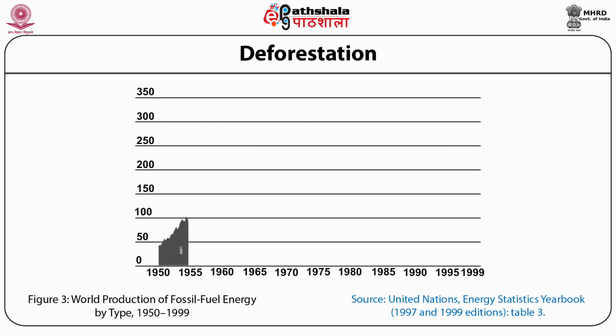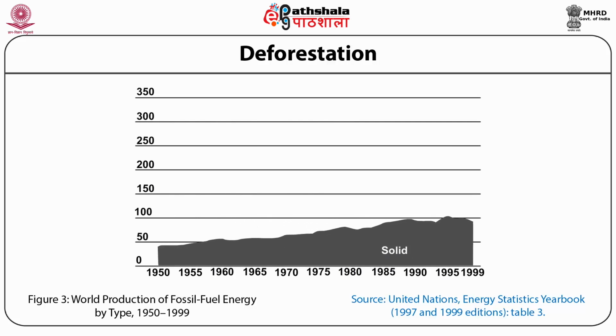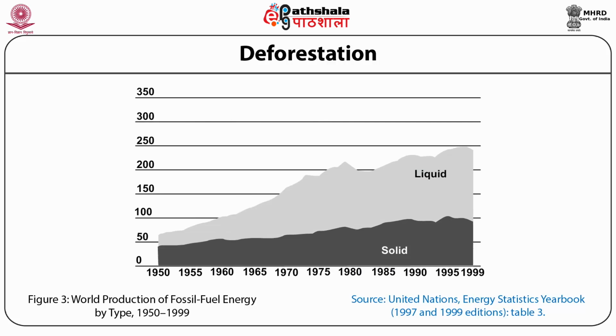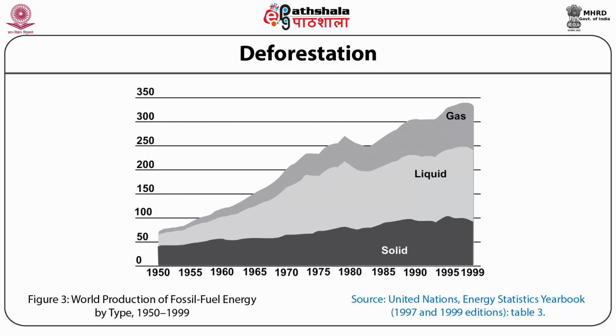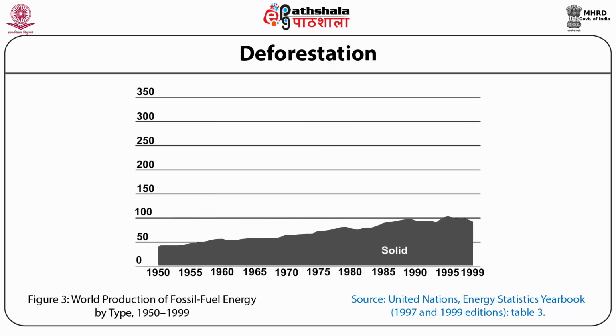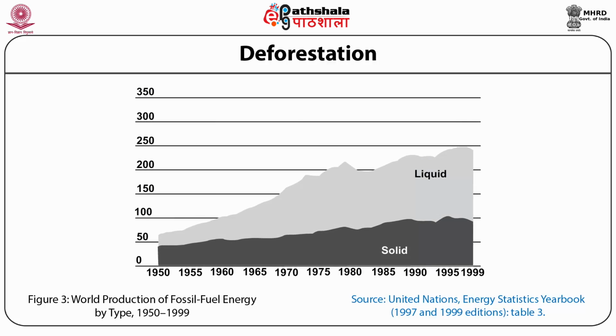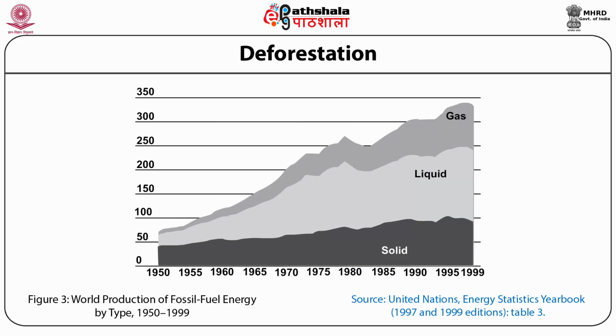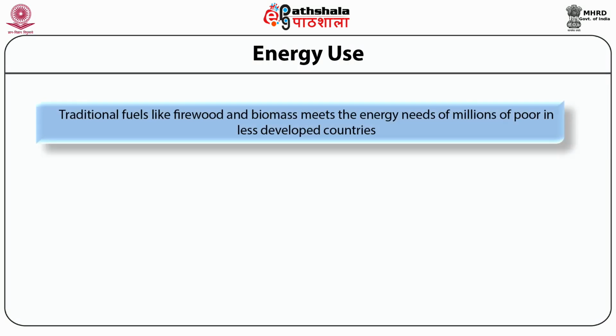For example, petroleum and solid fuels respectively consist of 39% and 24% of global commercial energy production, and natural gas provides 23% of global commercial energy in 2000. Traditional fuels like firewood and biomass meet the energy needs of millions of poor in less developed countries.